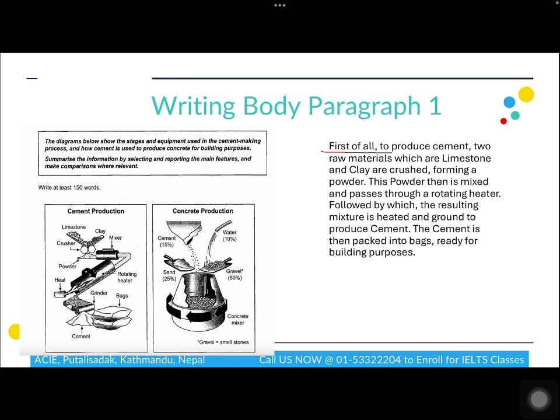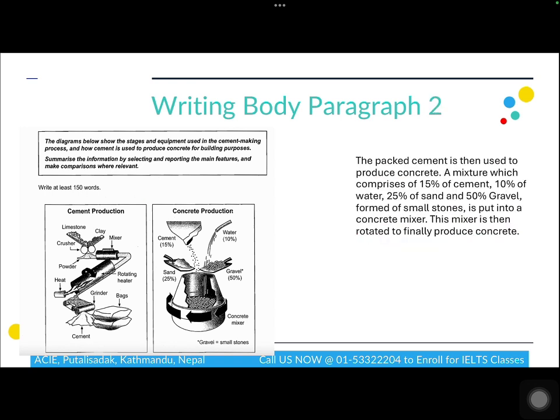First of all, to produce cement, two raw materials, which are limestone and clay, are crushed, forming a powder. This powder then is mixed and passes through a rotating heater, followed by which the resulting mixture is heated and ground to produce cement. The cement is then packed into bags ready for building purposes. So in body paragraph 1, I'm just talking about the first figure. Now, since there is a connection between the first figure and the second figure, I'm going to start from that connection.